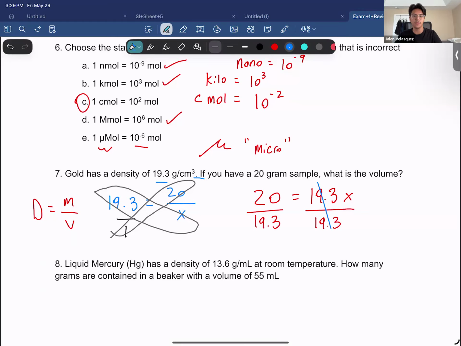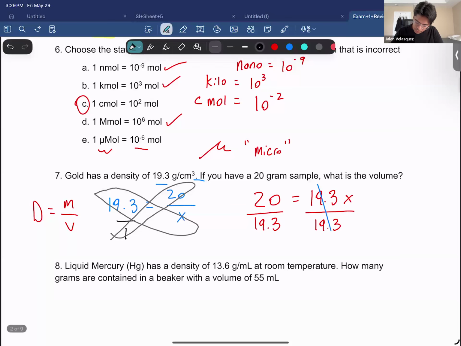So what should be the volume of this 20-gram sample of gold that we have? Good. So we see you have x is equal to 1.04. Are there any units that go along with that? So we have the volume, right? What would be the unit for volume here?